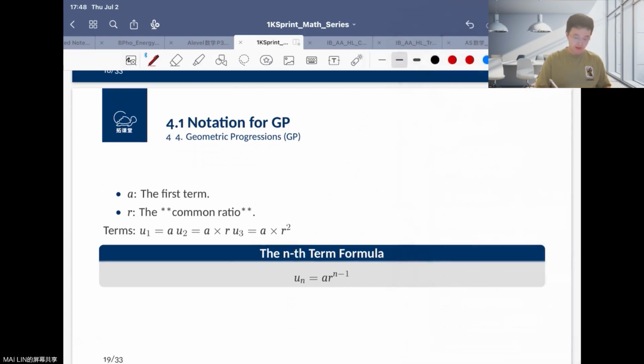So here you can find some notations of it. We can set a as the first term, and we can also use U1 to represent it, but now we set U1 equals a. And we also have the common ratio, because each pair of adjacent terms has the same ratio.